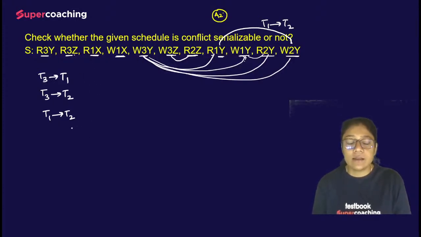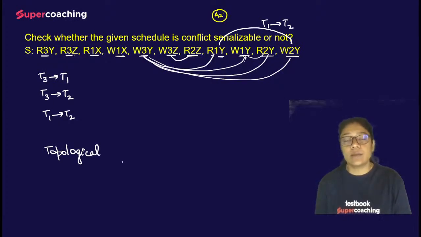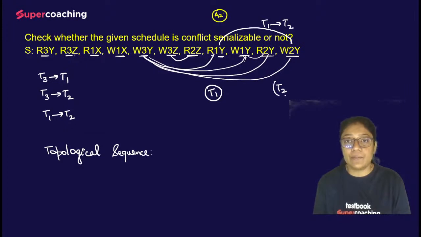Is there any cycle? There is no cycle. Easily we can see that T3 is coming before T1 and T2. So the topological sequence you can also find directly. Otherwise, I discussed the concept of the precedence graph and the topological algorithm in order to find the sequence. So here you have three transactions, T1, T2 and T3. T3 to T1, T3 to T2 and T1 to T2.